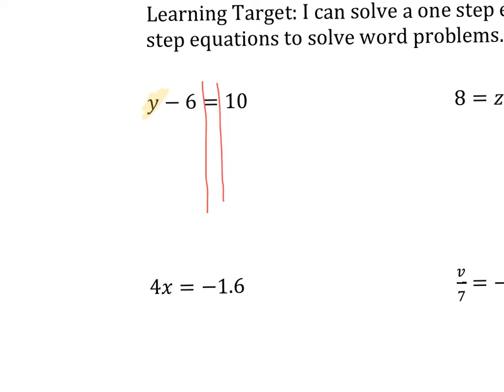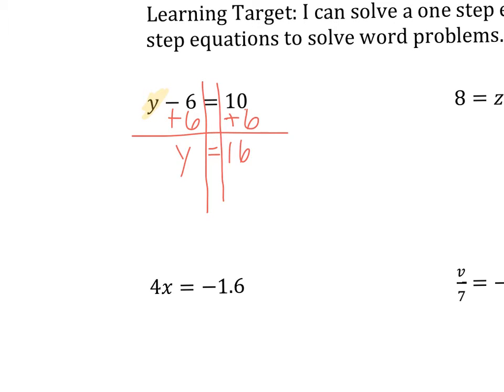it is. Here we have y minus 6 is equal to 10. Well, we want to get rid of that minus 6 because we want y by itself. So the opposite, or the inverse operation, of subtraction is addition. So we're going to add 6. And since we added 6 on the left side, we have to add 6 on the right-hand side. So we should end up with y is equal to 16.